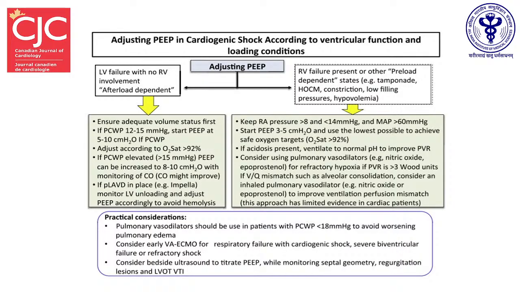Similarly, in patients with RV failure, you start with a low peak. That is, if you are intubating, you start with a peak of 2 to 3. You can go up to 5, but try to keep it at the lowest level possible. Along with that, there is a recommendation for considering the use of pulmonary vasodilators, that is nitric oxide or inhaled epoprostenol, for refractory hypoxia.